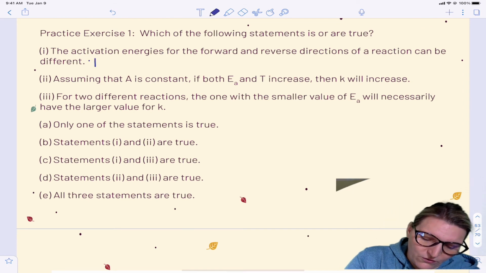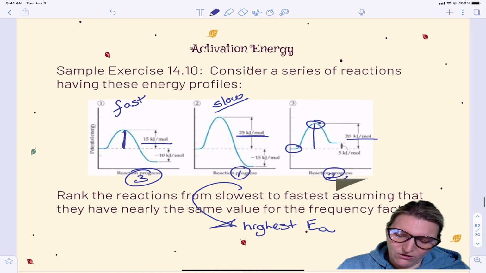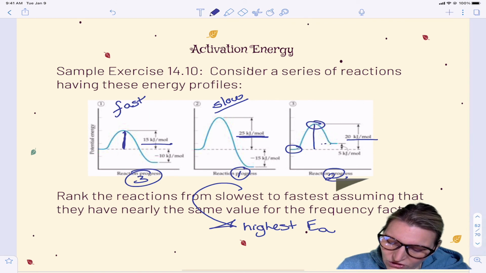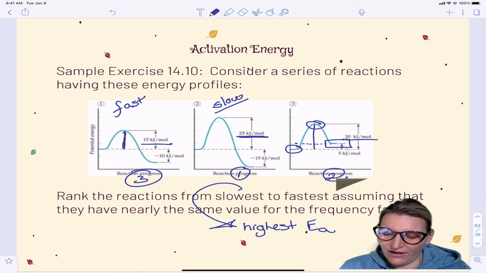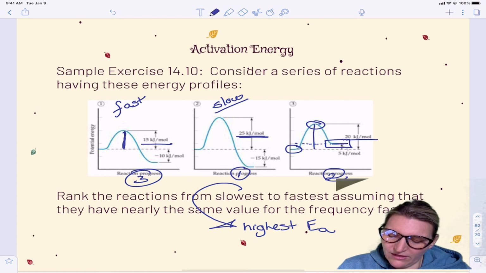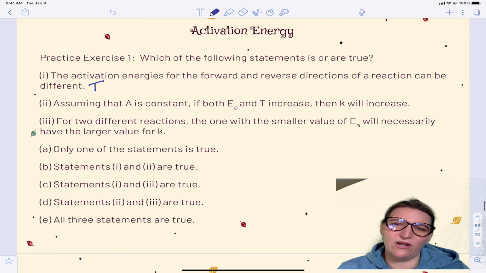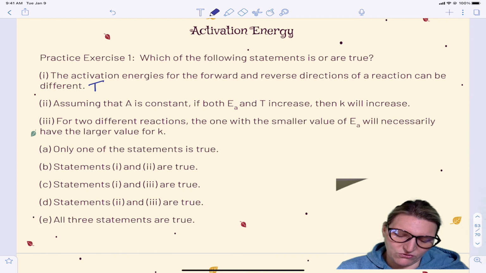Well, that is true. We didn't talk about that, but if we look back at this reaction, think about what is the activation energy for the reverse reaction. Well, the reverse reaction would be starting with products. And if we were looking at the difference between this height here and this height here, it would be 15. So of course, you can have activation energies different for the reverse reaction.